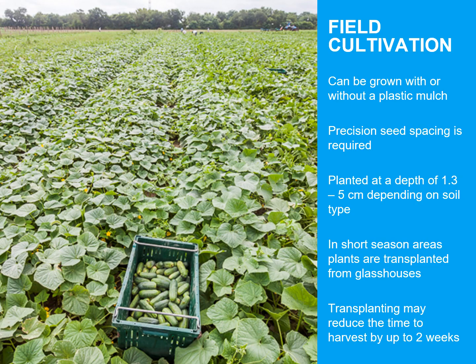And in short season areas, plants are often transplanted out into the field from glasshouses, much in a similar way as lettuce plants are, for example. That transplanting may reduce the time to harvest by up to 2 weeks, and also potentially help to extend the growing season.